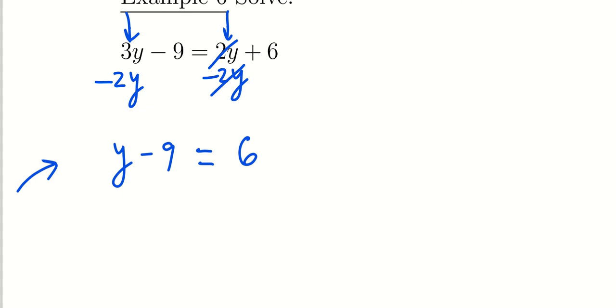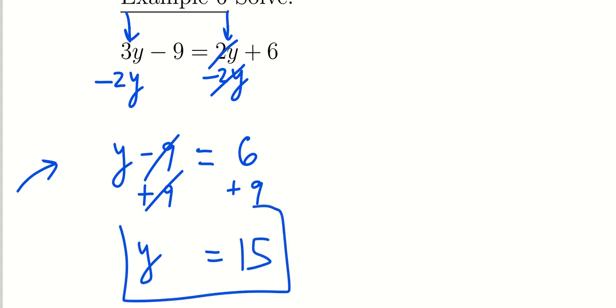In order to get the y by itself, we would now need to get rid of a subtraction by 9. And to do that, we would need to add 9. And whatever I do to one side of my equation, I have to do to both sides. These would cancel, leaving us with y equals 6 plus 9, which is 15. So our solution is y equals 15.